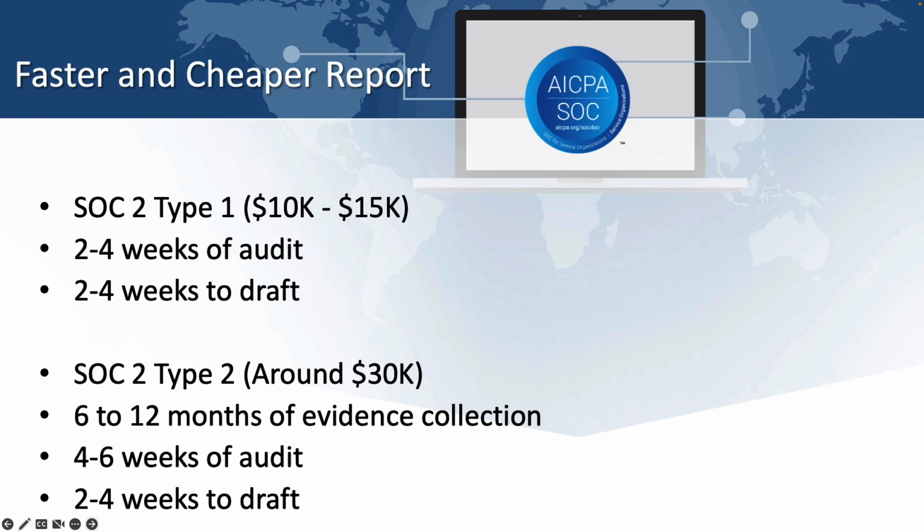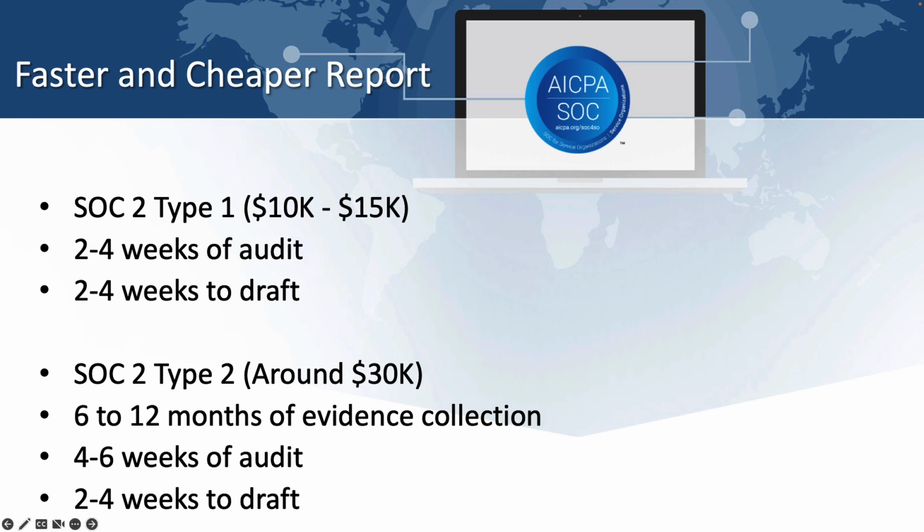In terms of cost implications, usually the SOC 2 Type 1 report costs between 10 to 15K. Meanwhile, the Type 2 audit costs more than that. And usually the time frame for the audit is 2 weeks to 4 weeks on site, and they will require another 4 weeks on top of that to draft the report.